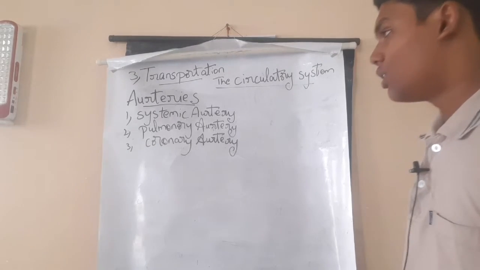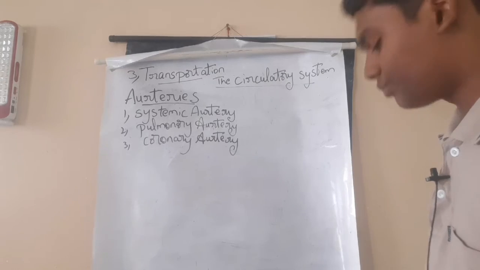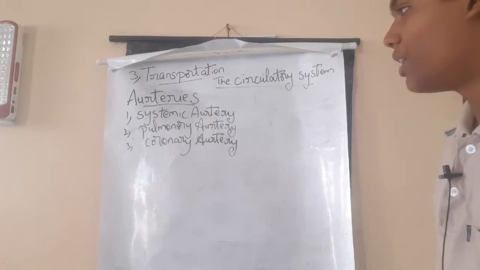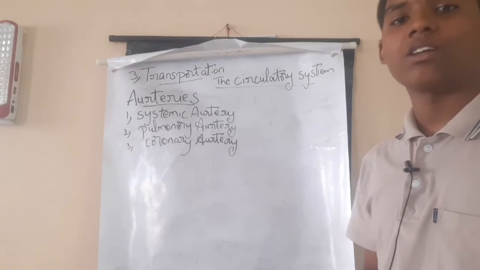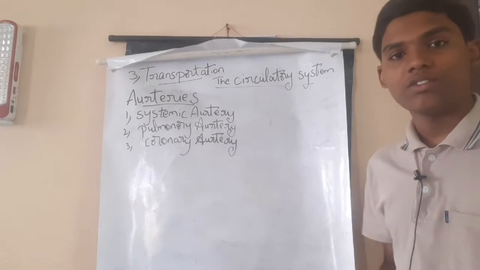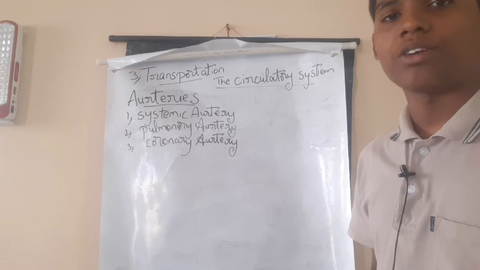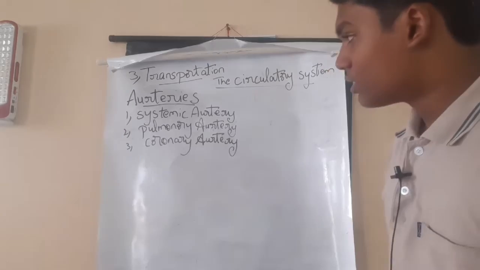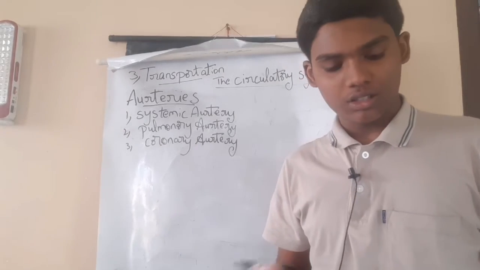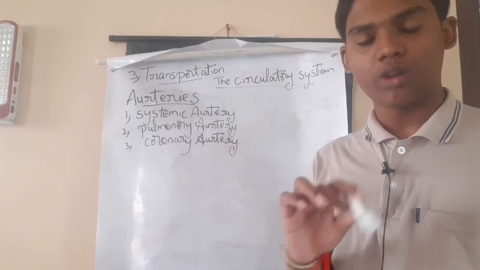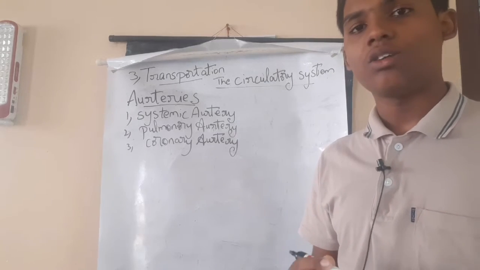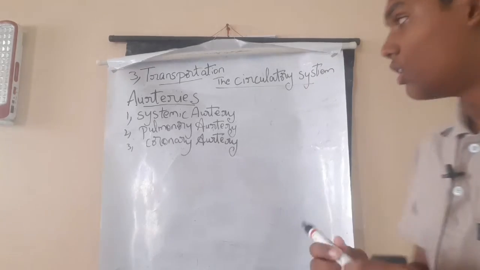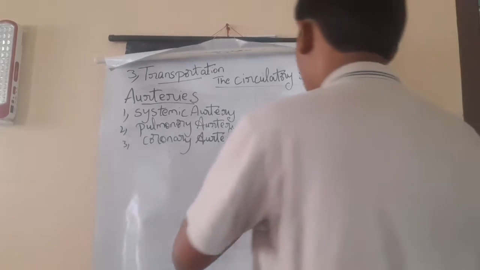Okay, now what is meant by systemic artery? The artery which is carrying oxygenated blood from the left ventricle to body parts. See, in the veins it is from body parts to the right ventricle, but here we all know that from heart to body parts is arteries. So what is in systemic artery?